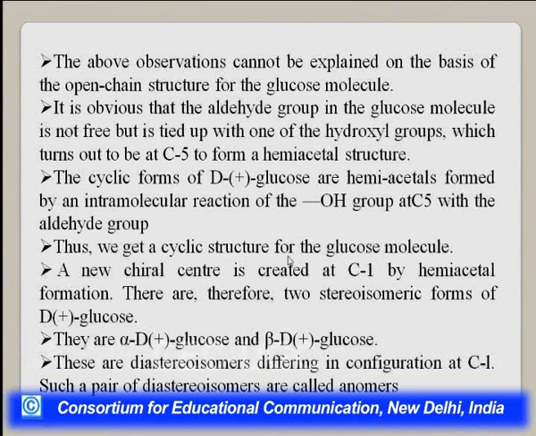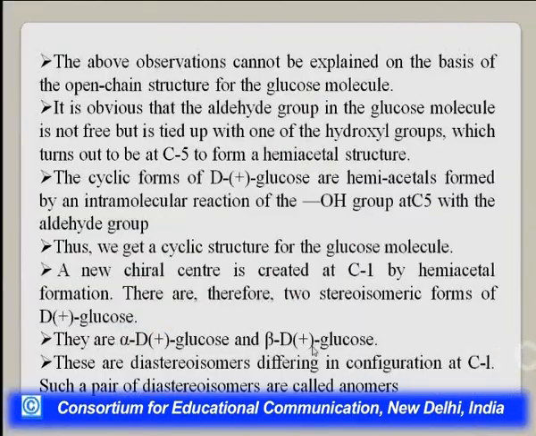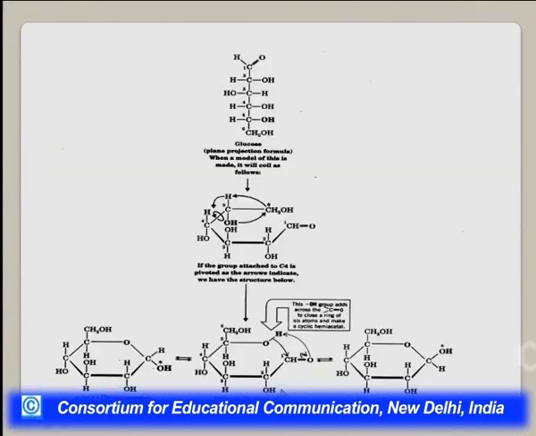What happens through this mutarotation is that a new chiral center is created at carbon number 1 by the hemiacetal formation, and there are therefore two more stereoisomeric forms of D-glucose, which we designate as alpha-D-glucose and beta-D-glucose. We will discuss in detail the structures for alpha and beta. These are diastereoisomers differing in configuration at carbon number 1, and such a pair of diastereomers is called anomers.